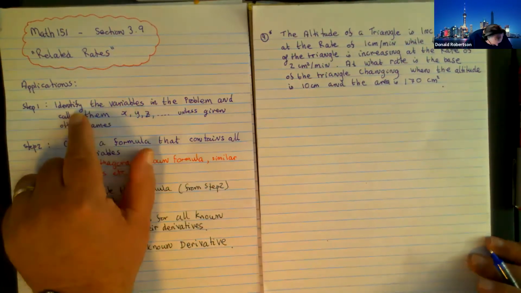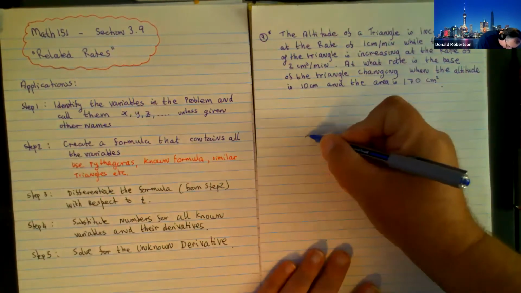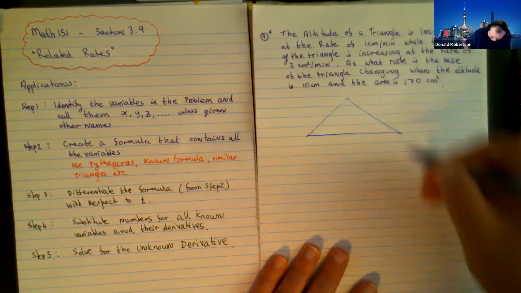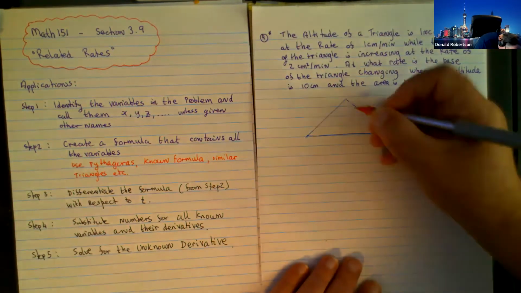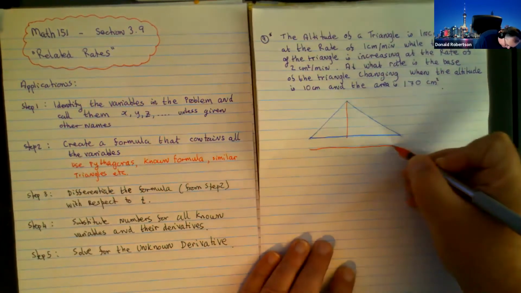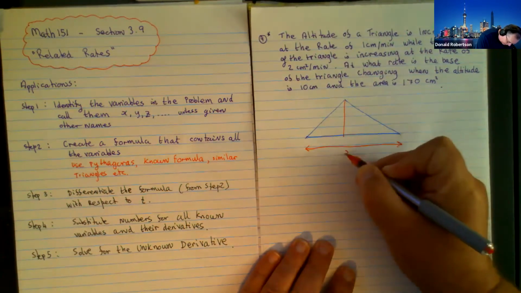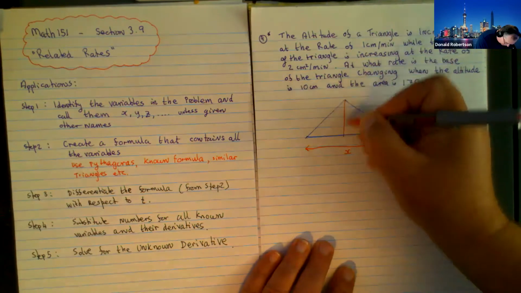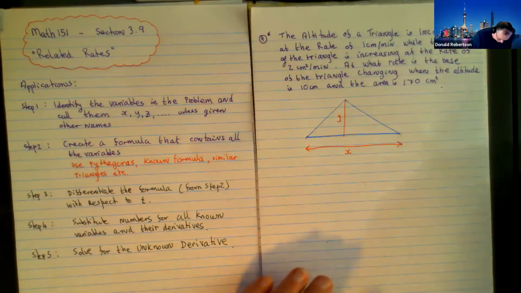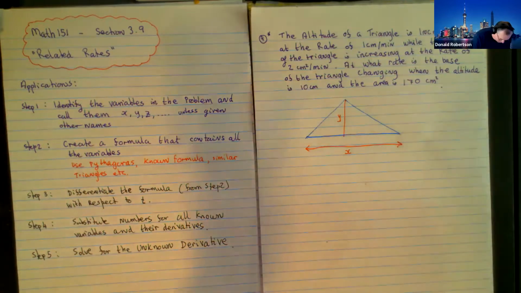So identify the variables in this problem, and I'm going to call them X, Y, Z. So they're talking about a triangle. So I'm just going to draw a triangle because I think visually that helps. I have this guy. The guy at the bottom is the base, and I'm going to call that X. This is the altitude. I'm going to call that Y. And obviously, the other variable is going to be the area, but in this case, I'm going to call that A.